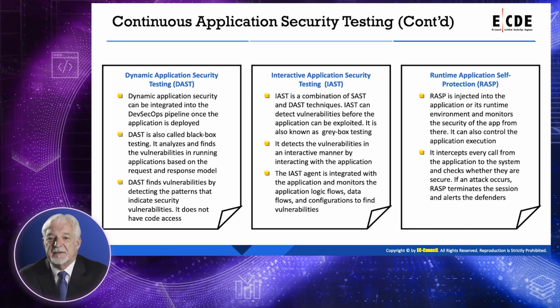Then we have IAST, or interactive application security testing. IAST is a combination of SAST and DAST techniques. IAST can detect vulnerabilities before the application can be exploited. It is also known as gray box testing because we know a little bit about the inside with the static side, and the dynamic side kind of gives us that black box test.